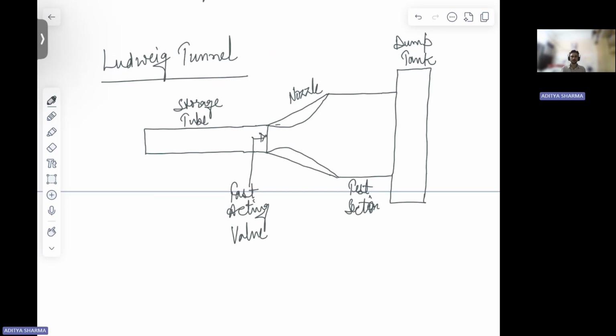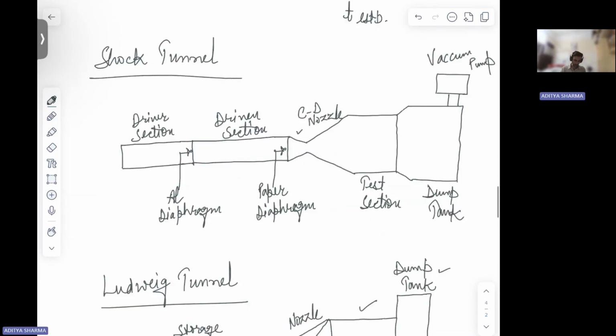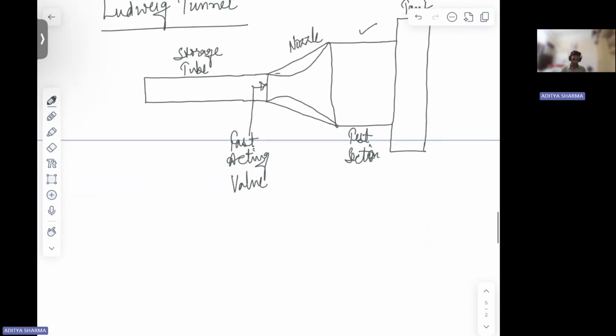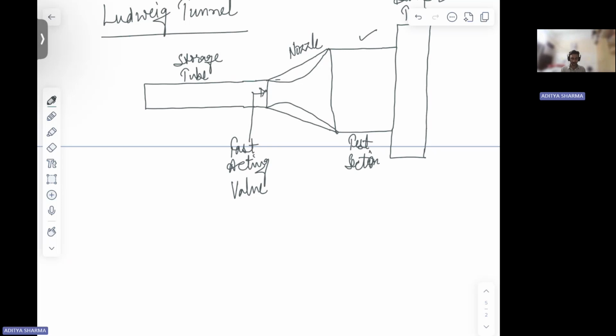Now what happens here? So again, you're having a tube-like structure. Okay, storage tube you have, which is connected to your nozzle, right? Then you have test section and then you have dump tank. So if we see the shock tunnel and Ludwig tunnel, here in Ludwig tunnel, you're not using a diaphragm, okay, to generate a shock.